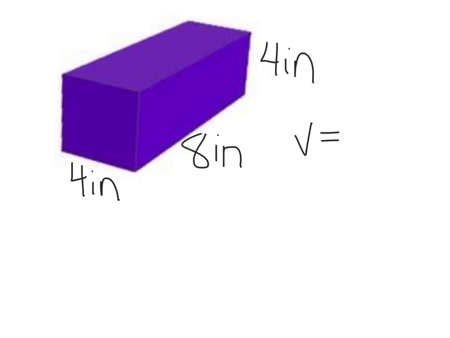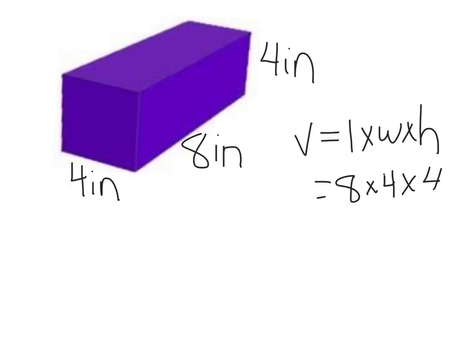We want to know the volume inside this purple figure. We have length times width times height is our formula for volume. Well, our length looks to be about 8. Our width is 4 and our height is 4. So when we multiply those together, I'm going to do 4 times 4 first, and then times that by 8.